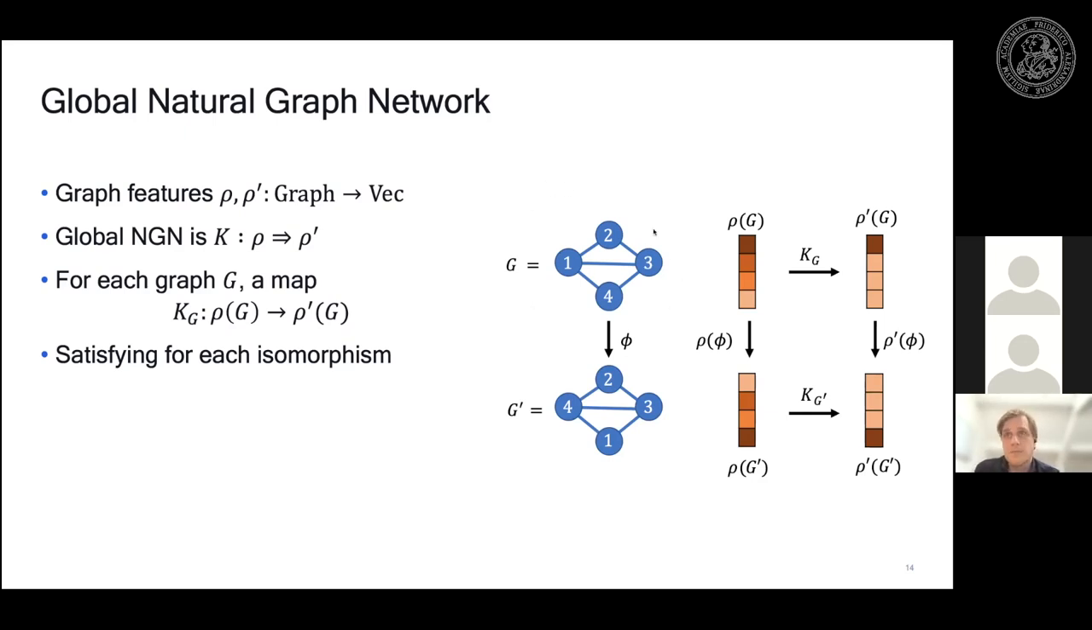So we have a graph G here, and we have the feature vector space rho of this graph. And for each graph, we have a linear transformation from the input feature vector space to the output feature vector space. Now, if we have an isomorphism from graph G to the graph G prime, we have a linear transformation associated to that from the feature vector space at G to the feature vector space at G prime. And such that this diagram should commute, so that applying our map, our neural network, or linear map, on the input feature vector space of G to the output vector space at G, and then transforming with the isomorphism to G prime, yields the same result as first transforming to G prime, and then applying the neural network at graph G prime, or the map KG prime.